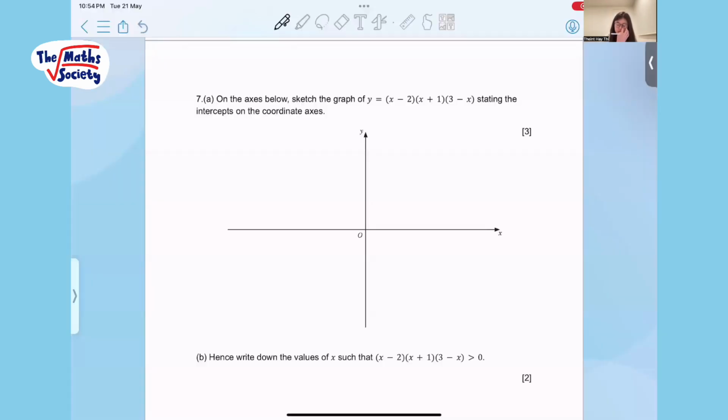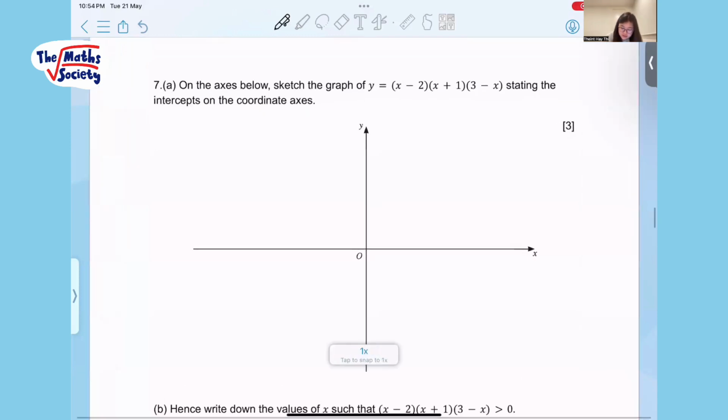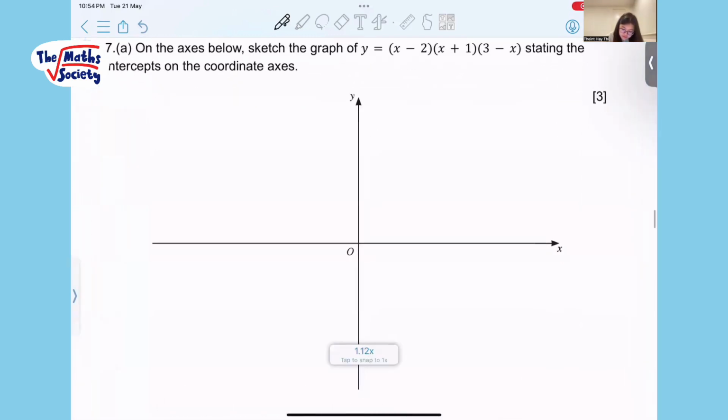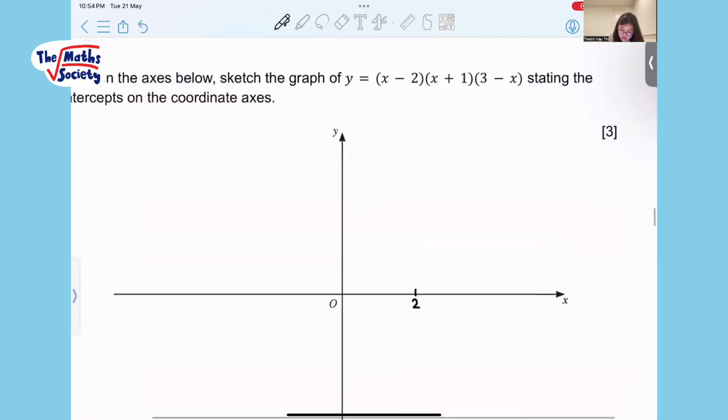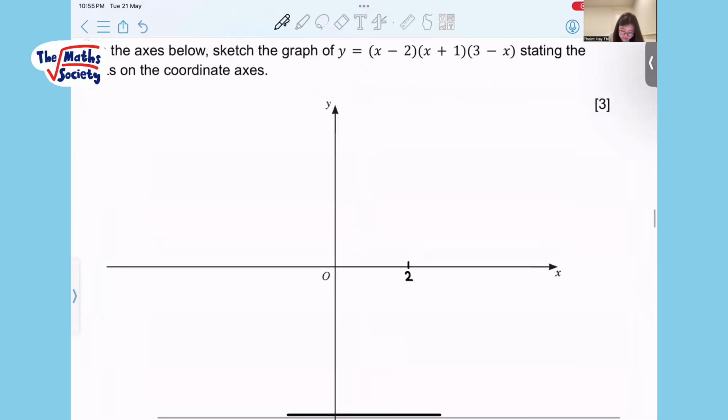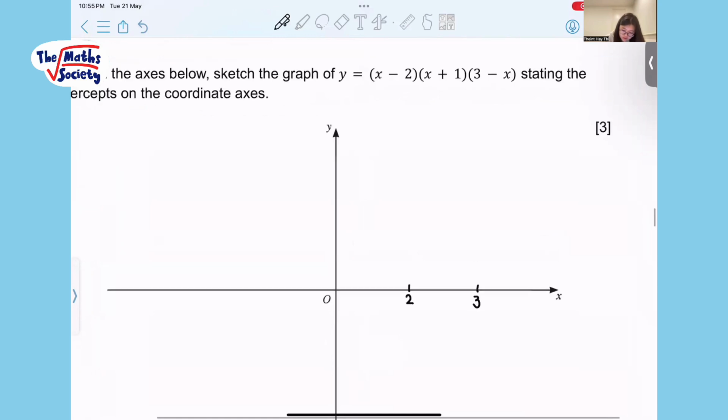Yep, so now it's number 7 where we have to sketch the graph again, which is y equals (x minus 2)(x plus 1)(3 minus x). So we know the x-axis crossings again: x minus 2 is going to be 2, and 3 minus x is going to be 3 as well, and then x plus 1 is going to be minus 1.